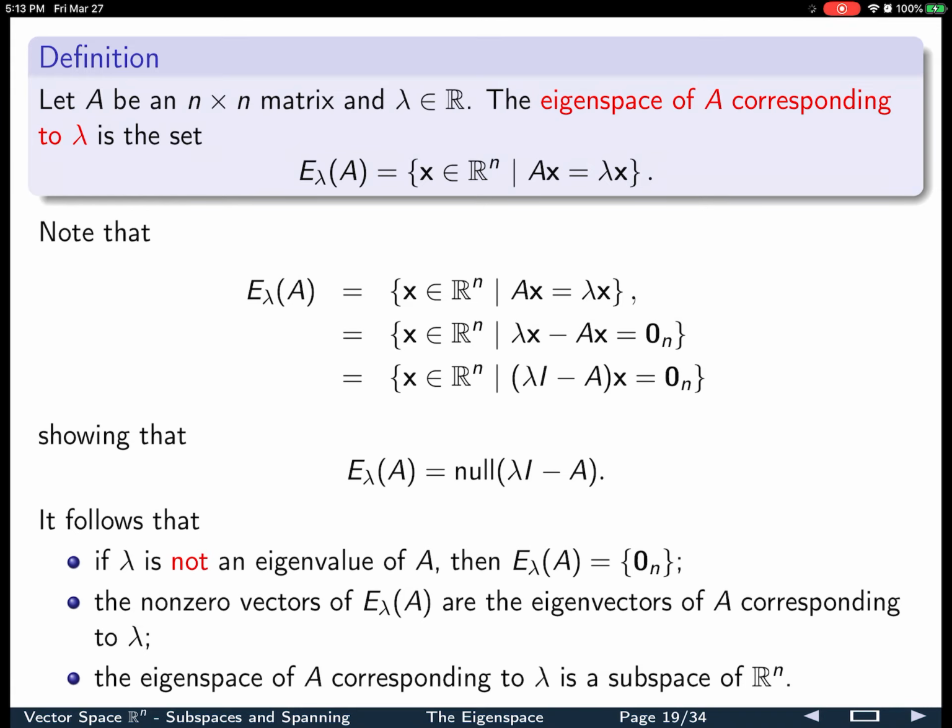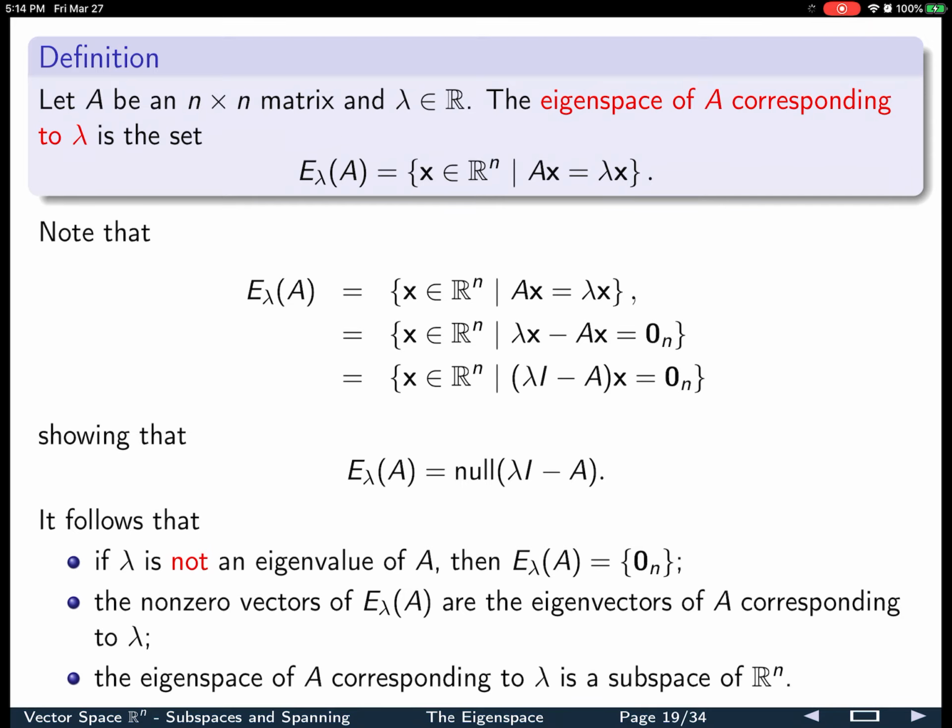Sometimes, if you only have one eigenvector, then that eigenspace would be a line. If you have two eigenvectors corresponding to the same eigenvalue, then those two linearly independent eigenvectors would span a plane. And it is possible to have eigenspaces of any dimension that's a subspace of the space where you're working in.